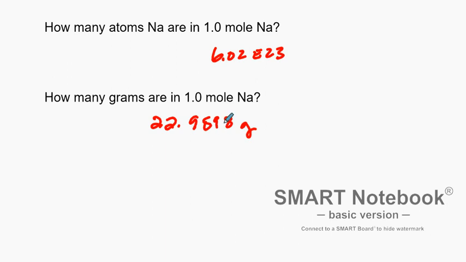And that's how we deal with the mole concept. In the next video, we'll see how we apply this to quantities that aren't exactly equal to 1 mole.